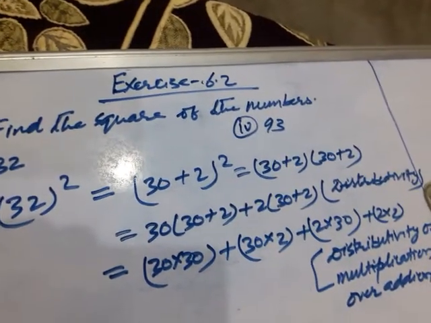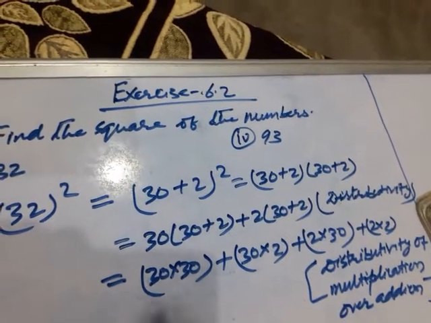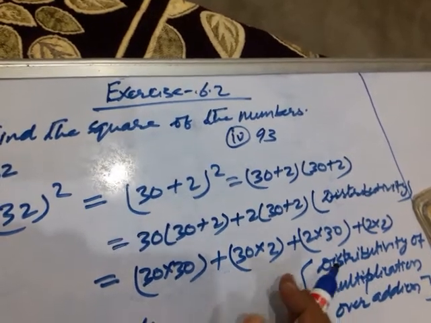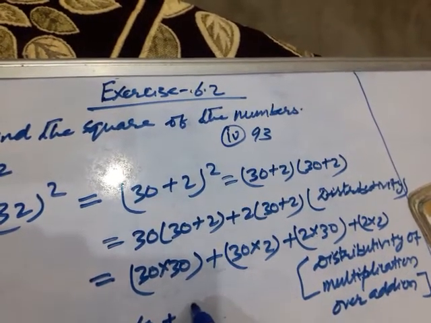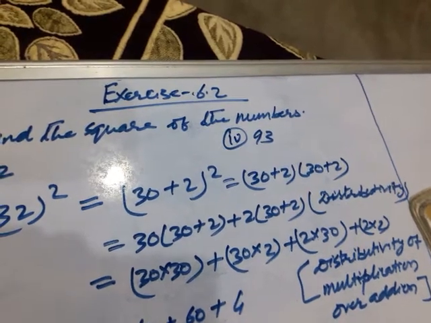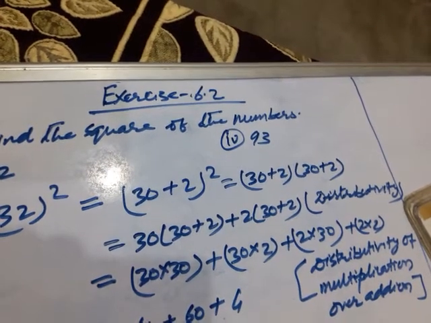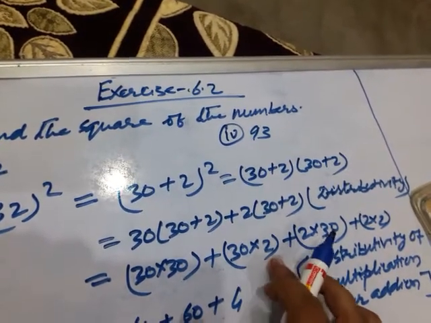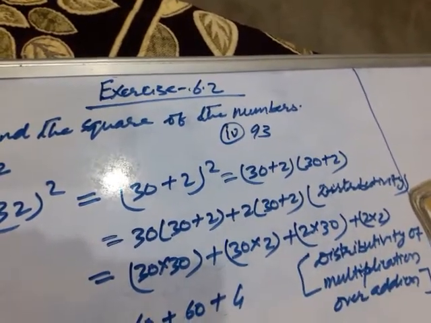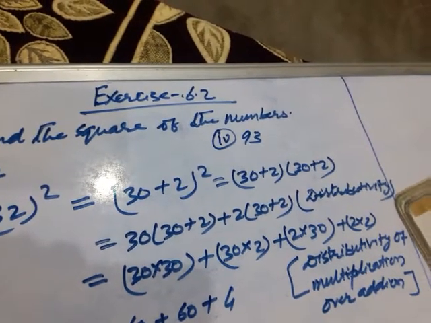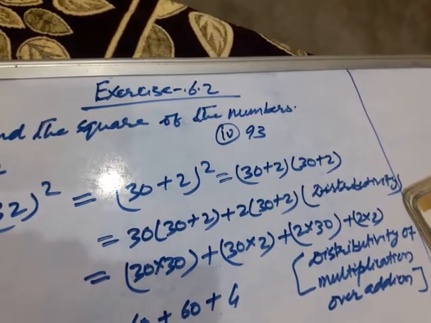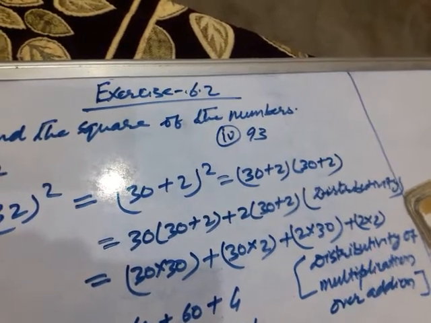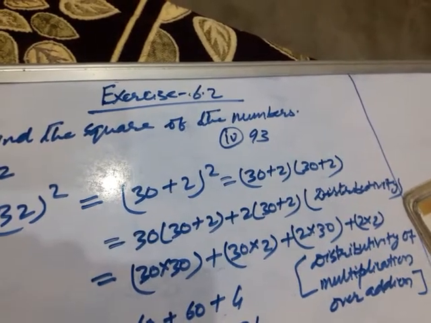Now simplify. 3 threes are 9, and two zeros, that is 900. Plus 30 into 2 is 60, plus 60 again, plus 2 into 2, which is 4. That is 900 plus 120 plus 4, which is 1024. What did you get, children?